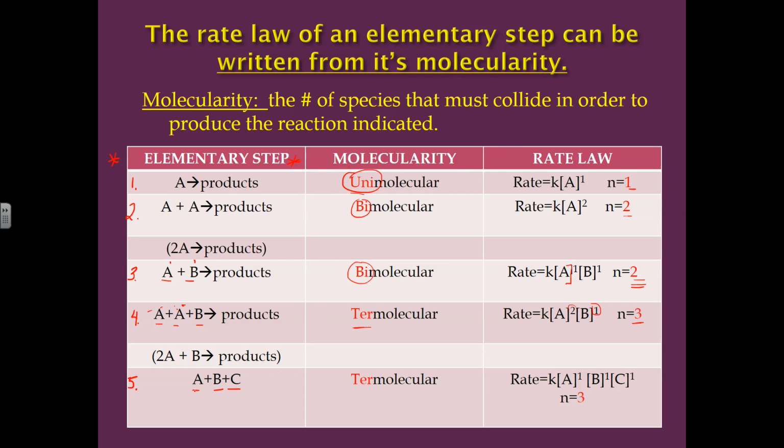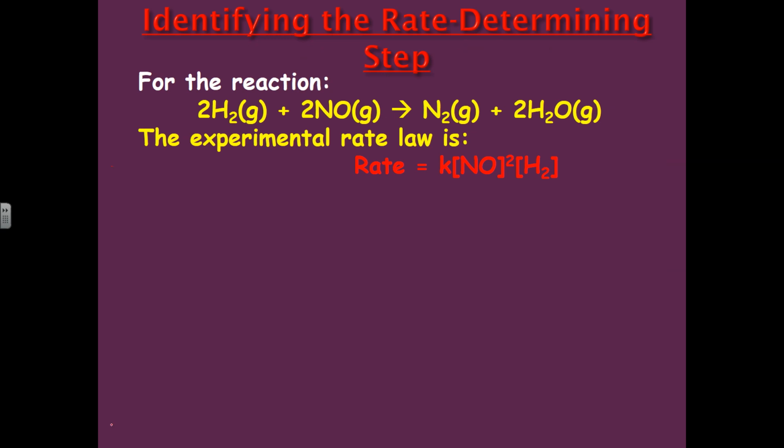And then finally, if you were to have A plus B plus C, 3 different particles colliding and forming your products, that's still termolecular, and you would write the rate law for this elementary step as rate equals k times the concentration of A to the first times the concentration of B to the first times the concentration of C to the first. Notice the overall order is 3 because 1 plus 1 plus 1 gives you 3. Now in the next video, we're going to pick up with how you can identify your rate determining step from a given set of data.